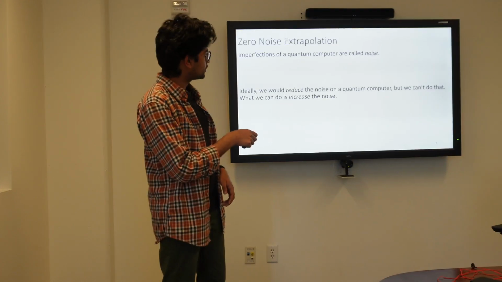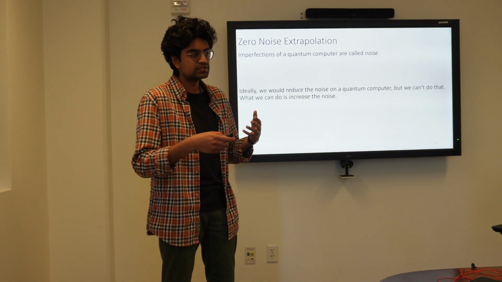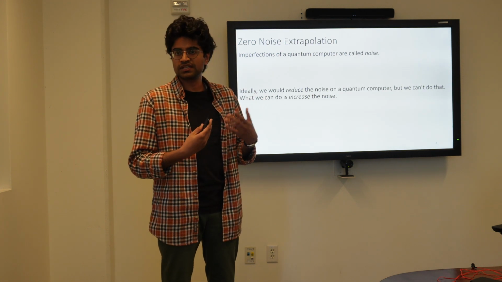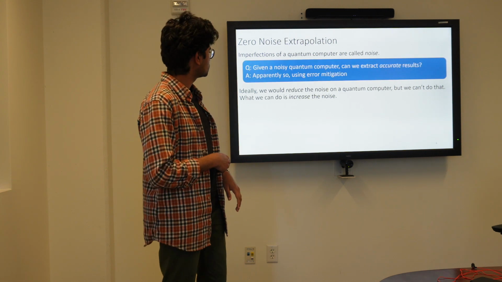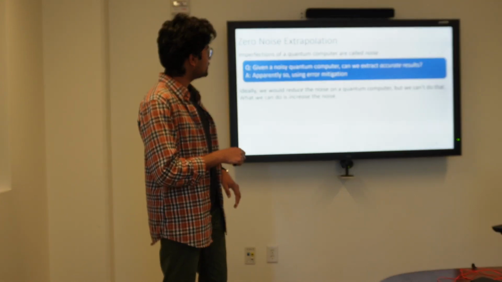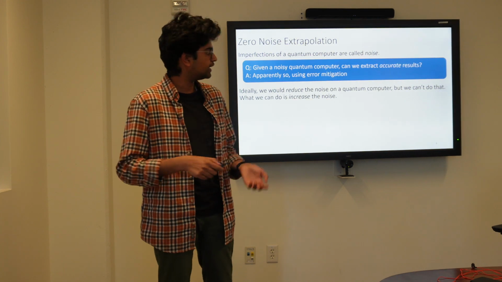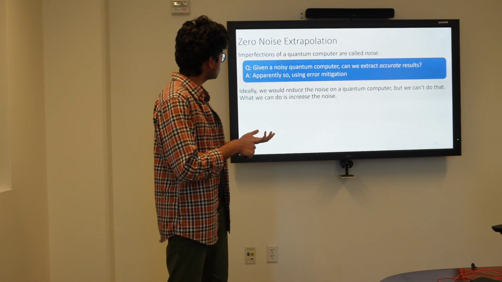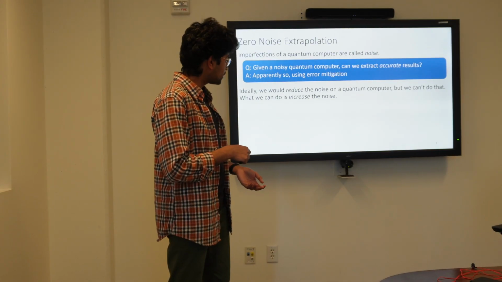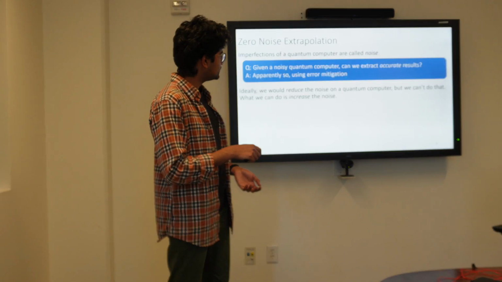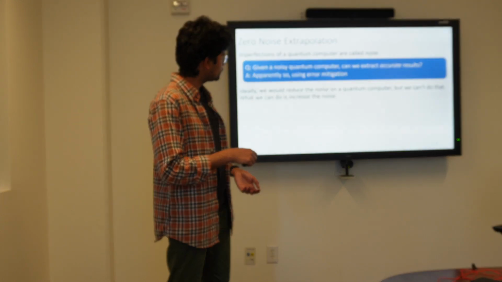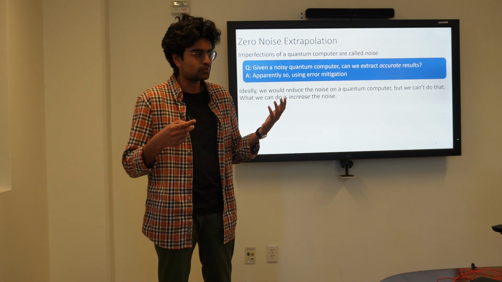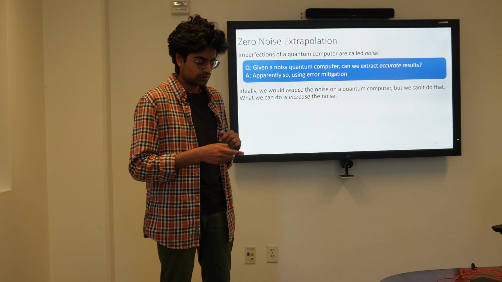So imperfections of a quantum computer are going to be called noise. I'm going to use noise as a catch-all term for any imperfections of my quantum device, any things that are causing it not to give the answer that I expect. So the question we like to answer is, given a noisy quantum computer, which are the ones that we have today, can we extract accurate results? And the result of this work that I want to tell you about is apparently so, using a concept known as error mitigation. I want to explain a little bit of what error mitigation is, and then also put some qualifiers on this apparently so. There's a reason why I'm not being too definitive, yes or no.